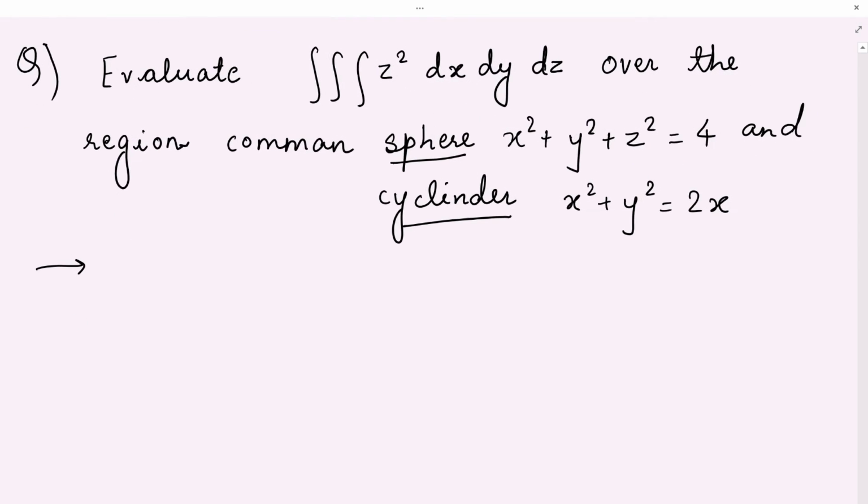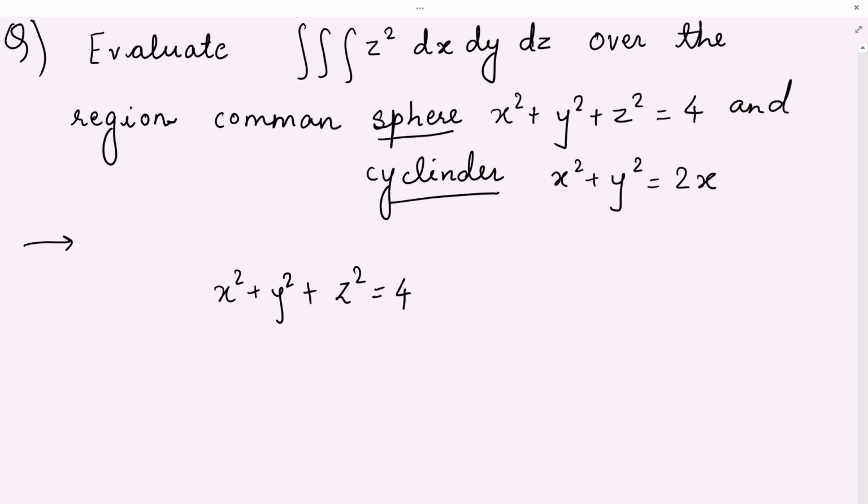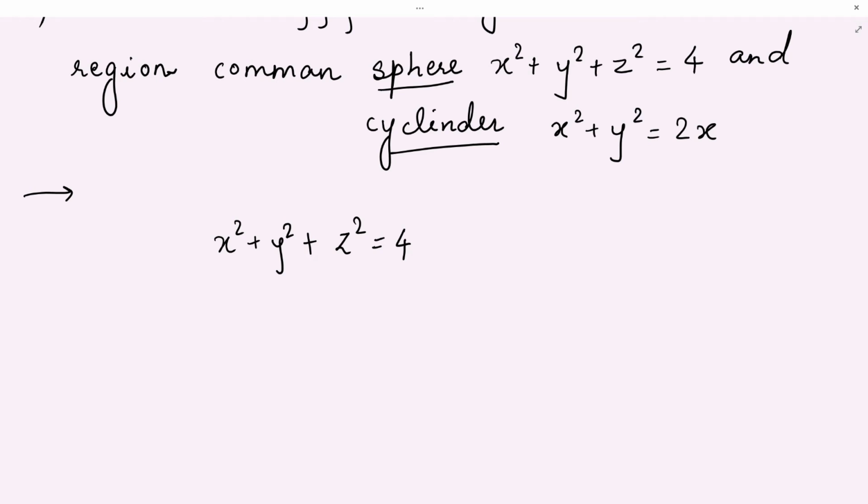Fine. So first of all, we will find the value of z from this. x square plus y square plus z square is equal to 4 is given to me, right? So I will find the value of z from this. z will be nothing but what?